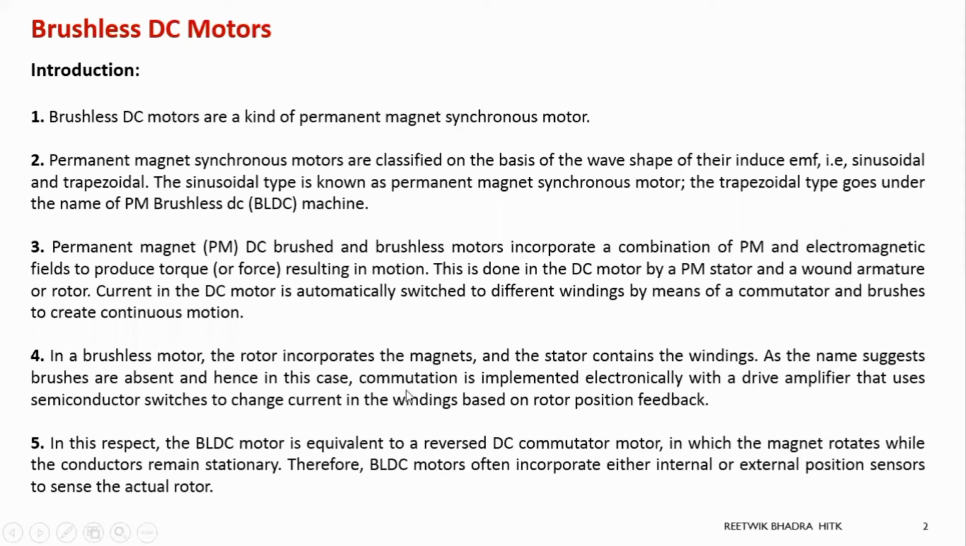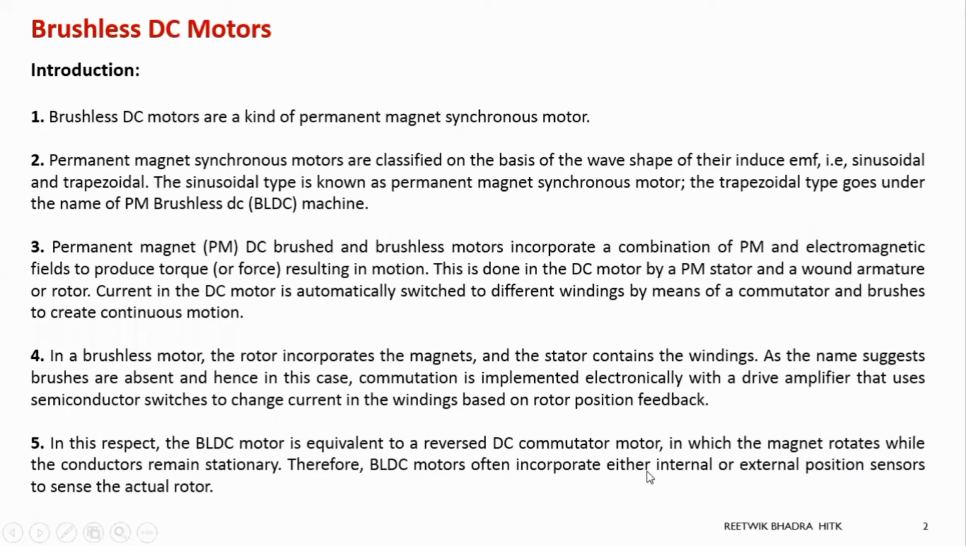So commutation, how is it done? It is implemented electronically with the drive amplifier that uses semiconductor switches. That is basically our power electronics converter. A BLDC motor is equivalent to a DC motor. The only thing is that the magnet rotates here and the conductor remains stationary.